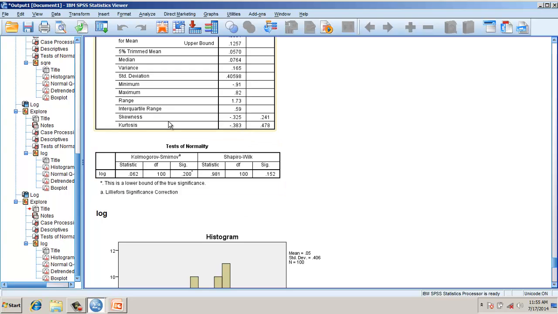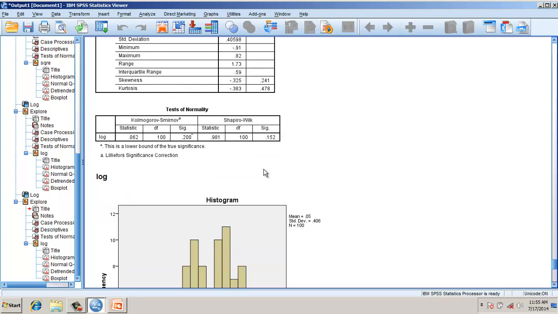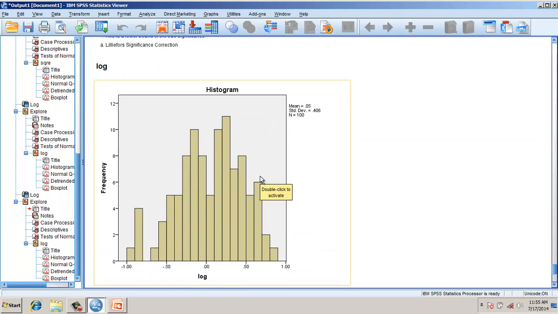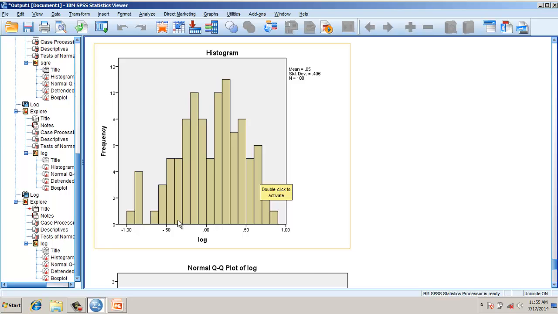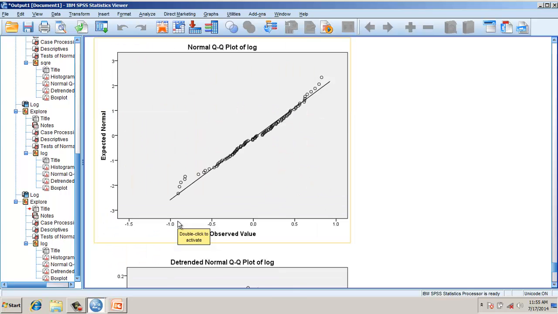Now if you look at it, the skewness has come down and also the kurtosis, and in the test for normality, both Kolmogorov-Smirnov and Shapiro-Wilk test have shown that the data follows normal distribution. And also, if you look at the histogram, the data is confirmed, and also the normal probability plots.